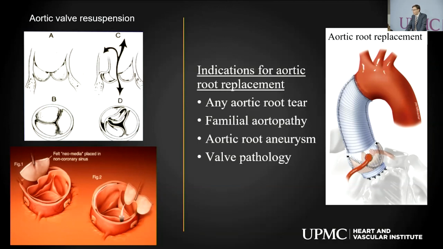However, some patients require an aortic root replacement. This may or may not be a valve-sparing operation. Here, and uncontroversially, the aortic root replacement would be performed if there's any aortic root tear, a familial aortopathy, any concomitant root aneurysm, or any underlying valve pathology.